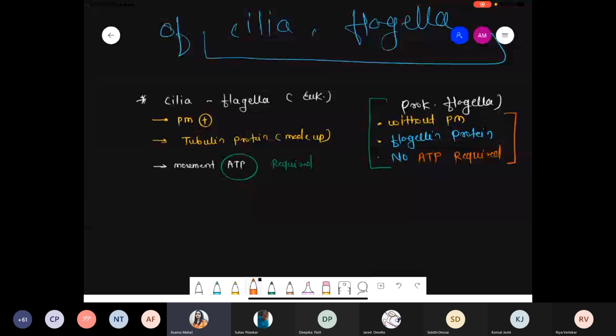Remember this point. Plasma membrane is present with respect to eukaryotic flagella, and plasma membrane is absent with respect to prokaryotic flagella. Now, that structure is made up of the tubulin protein, and prokaryotic flagella are made up of the flagellin protein. ATP is required for the movement in case of the eukaryotic flagella. In case of the prokaryotic flagella, there is no requirement of ATP. Got it? Clear?